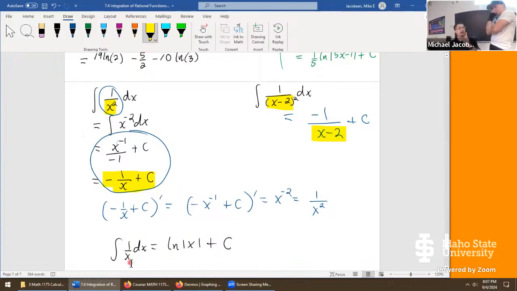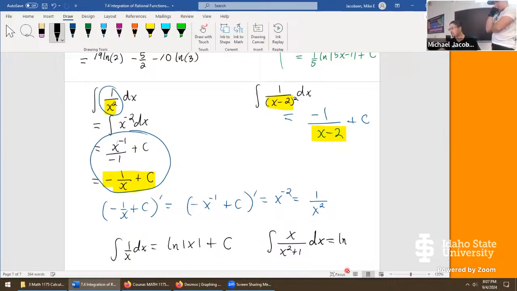But if it's just x to the power 1, these are the only ones that give you the natural log of x. Unless it's something like this, where maybe it's x over x squared plus 1 dx. This one is actually a logarithm as well, but you have to show that by u substitution. This turns into the natural log, absolute value of x squared plus 1 plus a constant. So if there's extra variables here, it can go back to the natural logarithm.